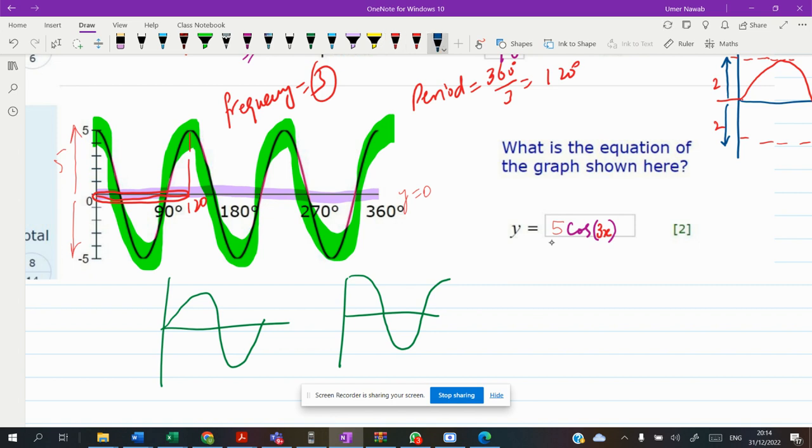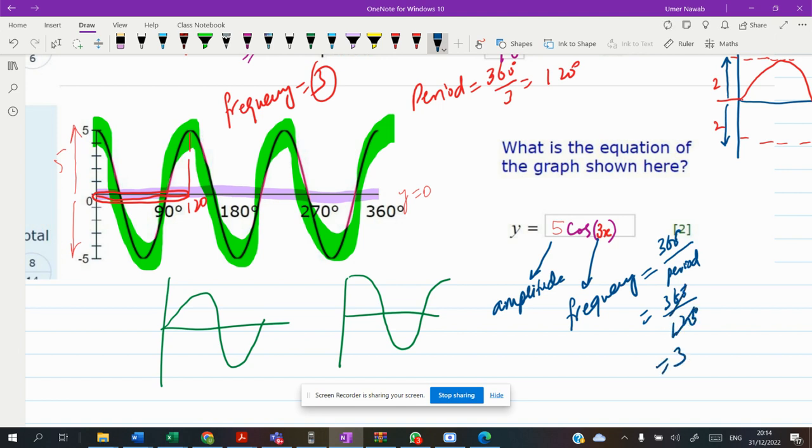Do you understand? Now 5 is the amplitude and 3 is the frequency, and frequency is calculated by the formula 360 degrees divided by the period. So the period of this function was 120. We cancel that, we get the answer 3, because I'm starting from here and ending here, and this point is 120.